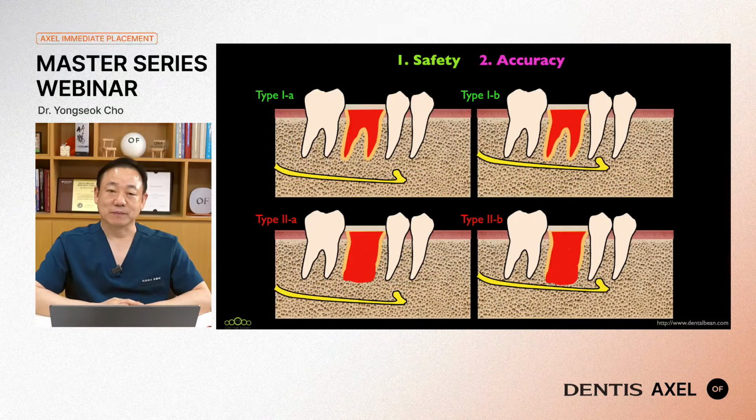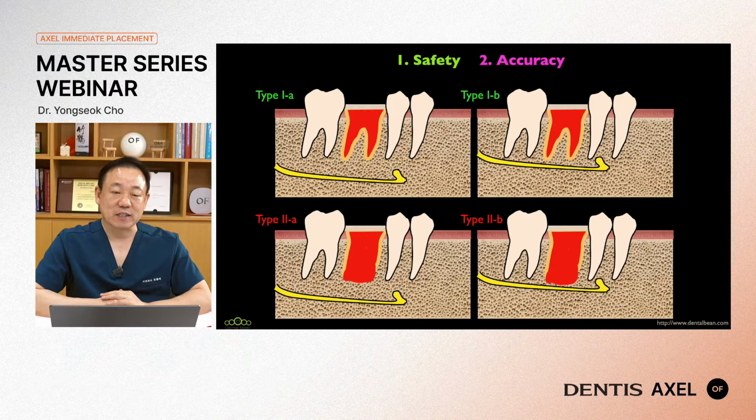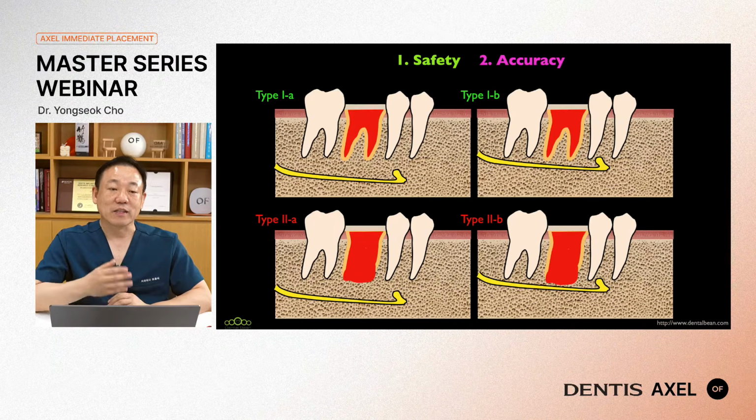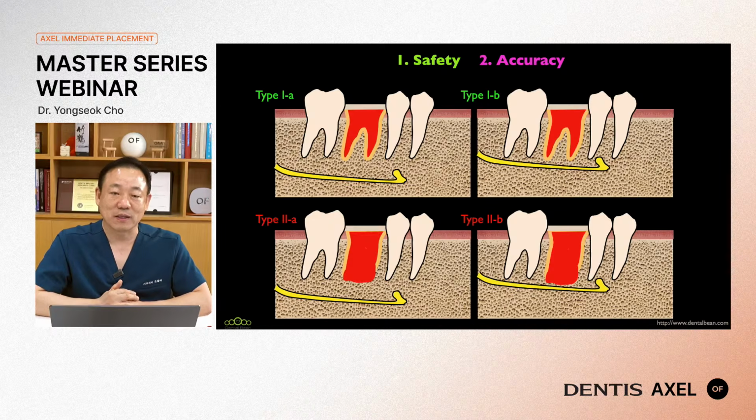Look at this picture. Type 1A on the left top, a Type 1A extraction socket. It is a sound socket and the available apical bone height is relatively sufficient. Even for beginners, it is easy and safe to place the implant at the exact position. However, if you want to do immediate implant, it is not so difficult. If you learn the tips for immediate implant, it is not so risky, not so hard. So Type 1A is the best indication for immediate implant placement.